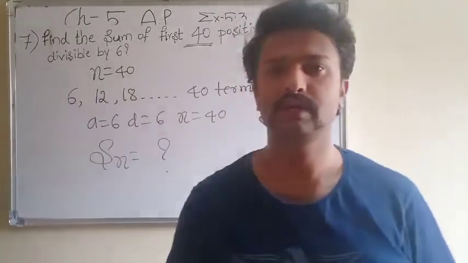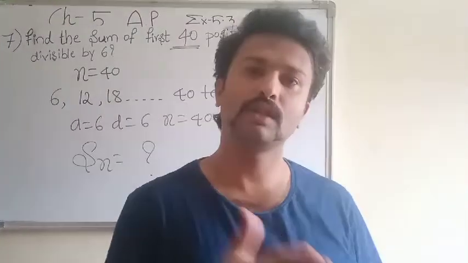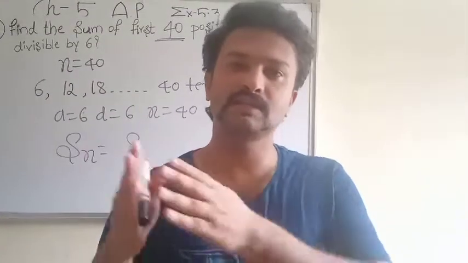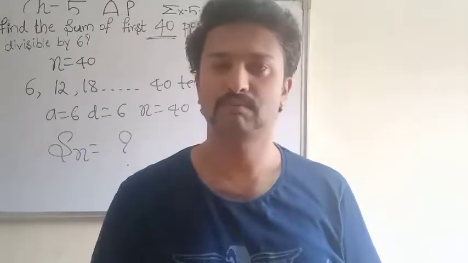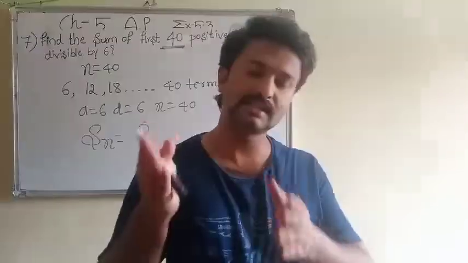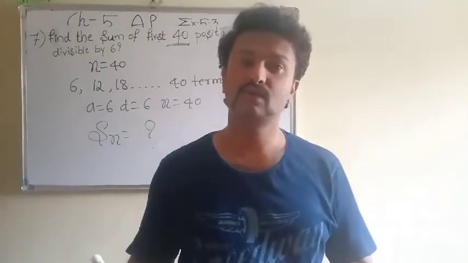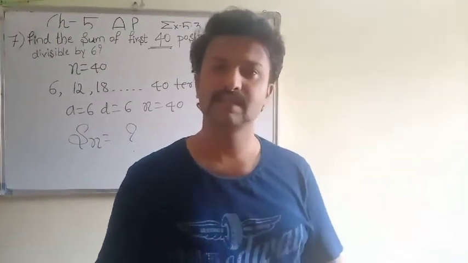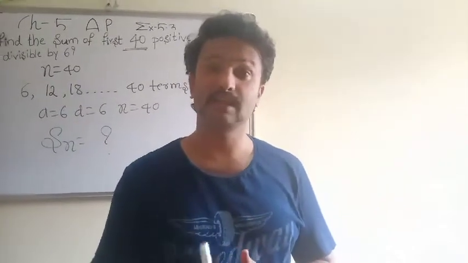Lastly, we discussed today how to find the sum of all the terms in the AP by the Sn formula. If n is not there, you have to find n by the general formula. You take the value of n, then substitute in the Sn. If an is there, use one more identity, that is Sn equals n by 2 into a plus an.